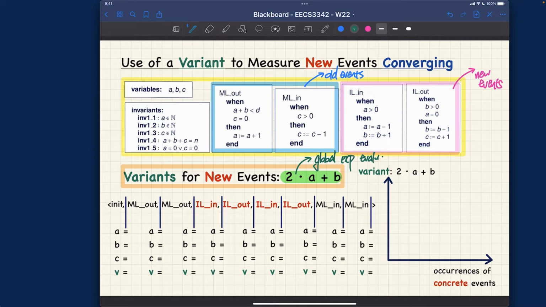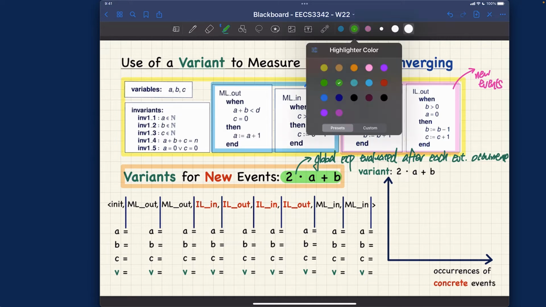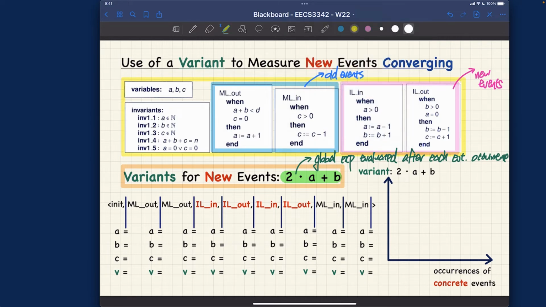evaluated after each event's occurrence, including the new events and also the old events. Right? It's also very important for you to keep that point in mind, which I'm going to highlight. Global expression. That's especially important. Right? It's global and also after each event occurrence over here.